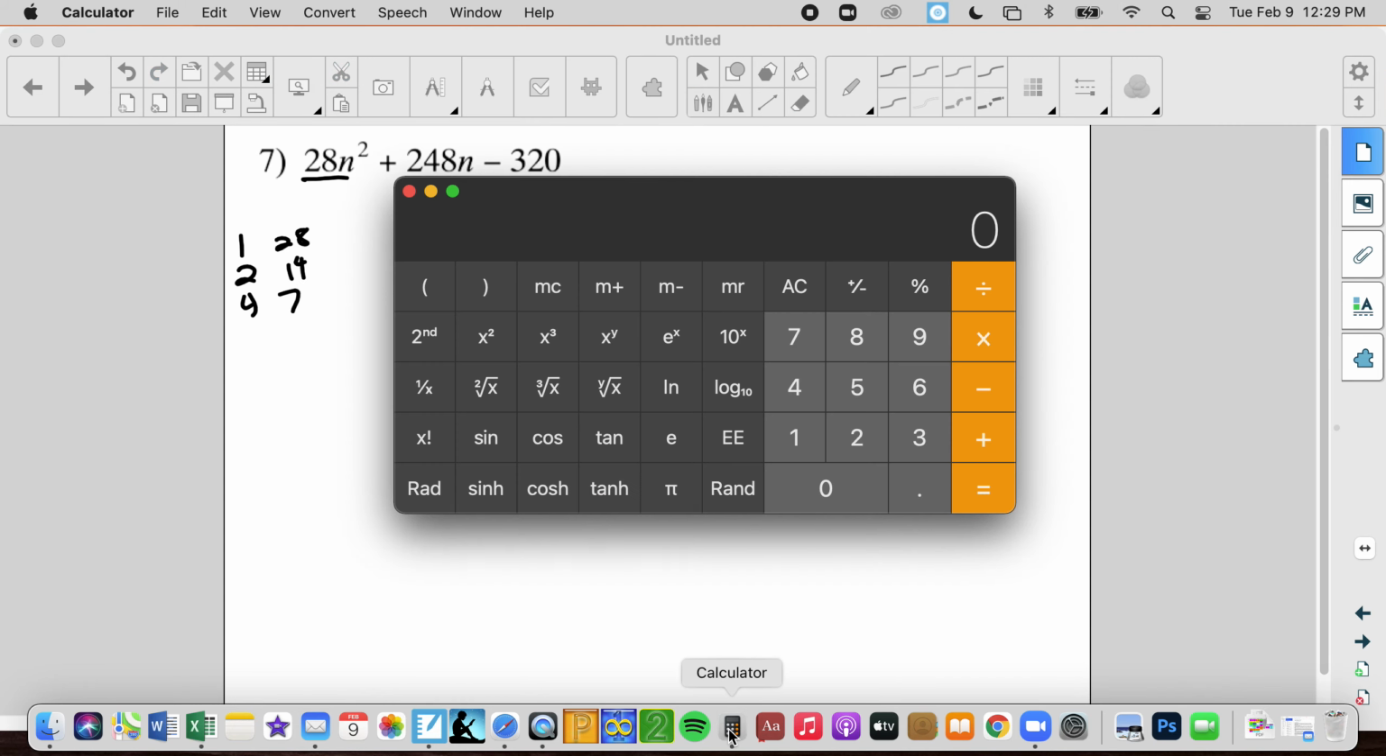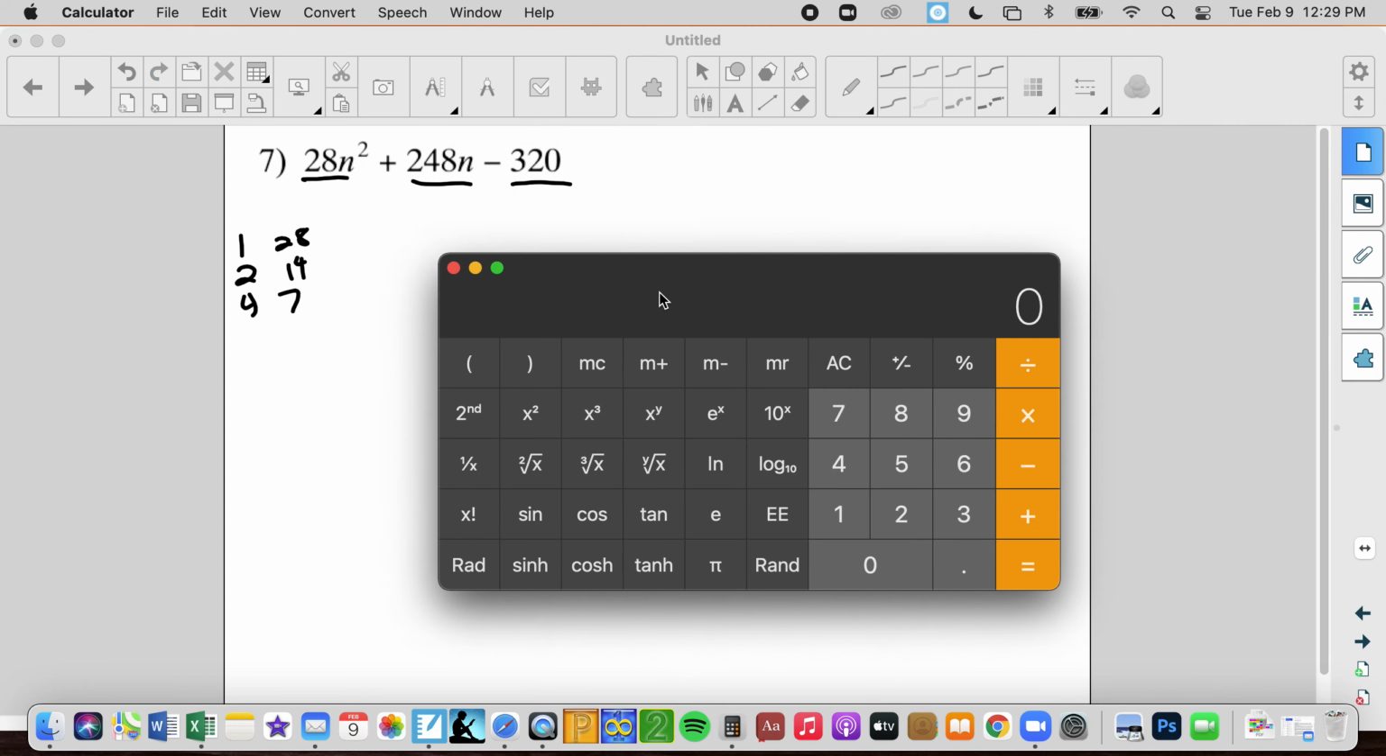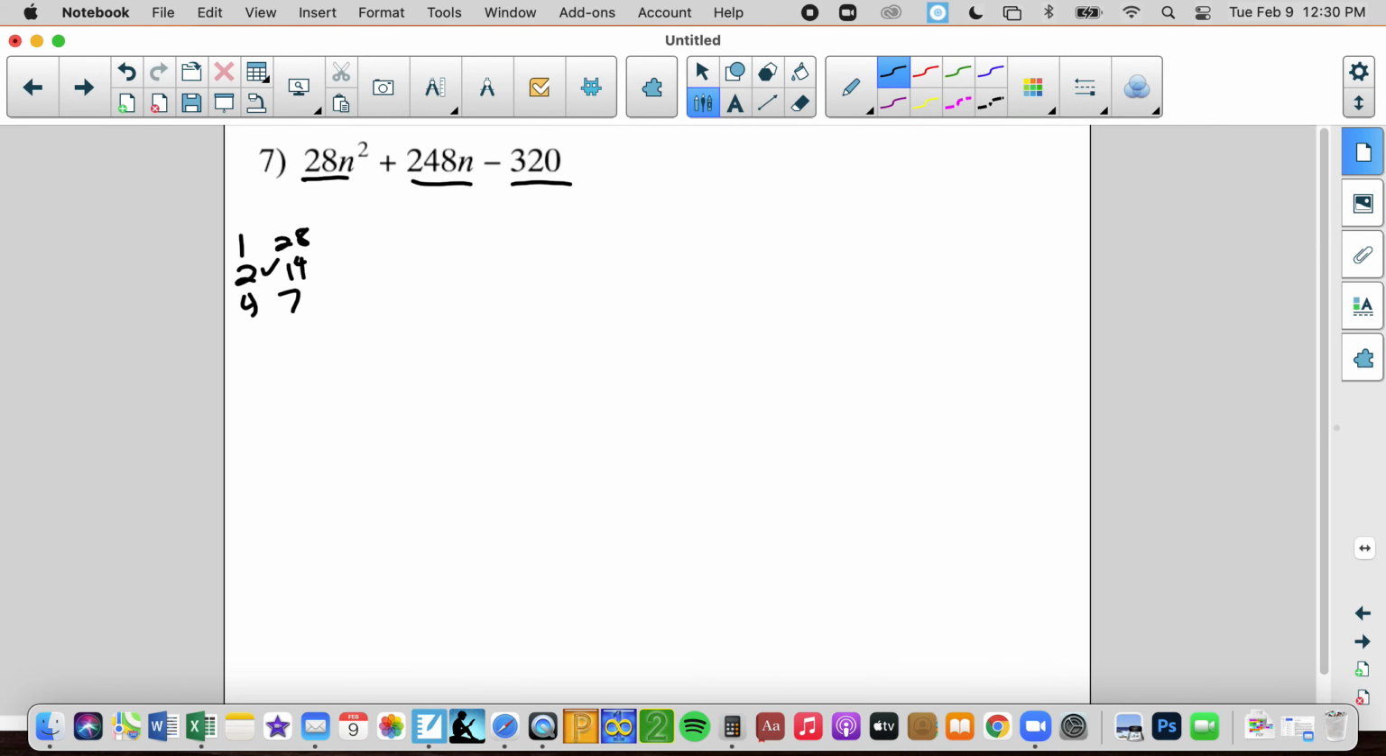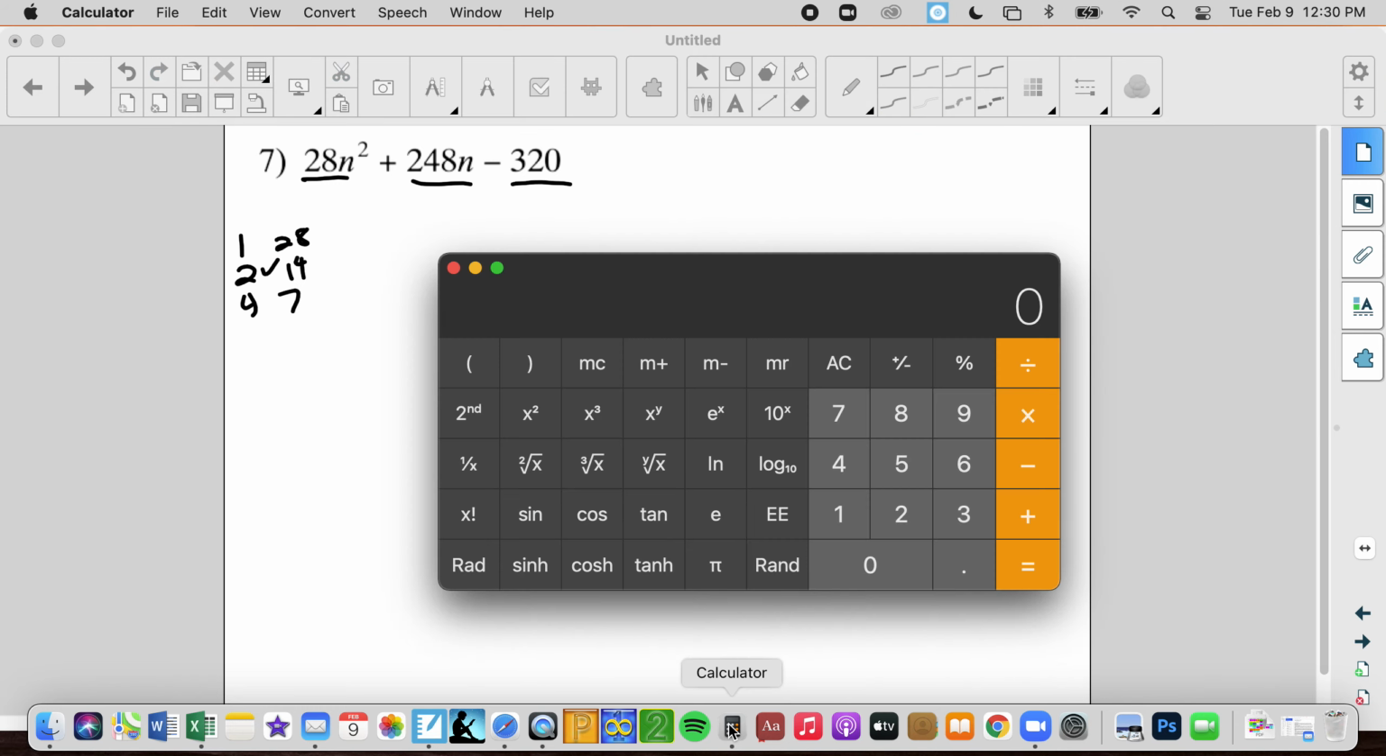So I pull my calculator out. You're allowed to use a calculator. Use it. All right. We know that 2 goes into 248 and 320 because it's an even number. So I'm good with 2. Let's look at 4.